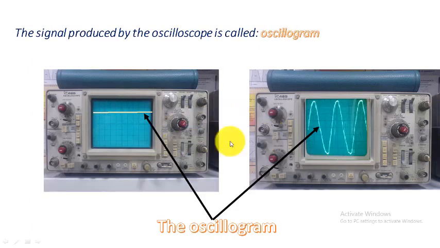These are two signals on the oscilloscope. This is a luminous line and this is a luminous wave. These two signals produced by the oscilloscope are called oscillograms. So this is the oscilloscope, this is the oscillogram: oscilloscope, oscillogram.